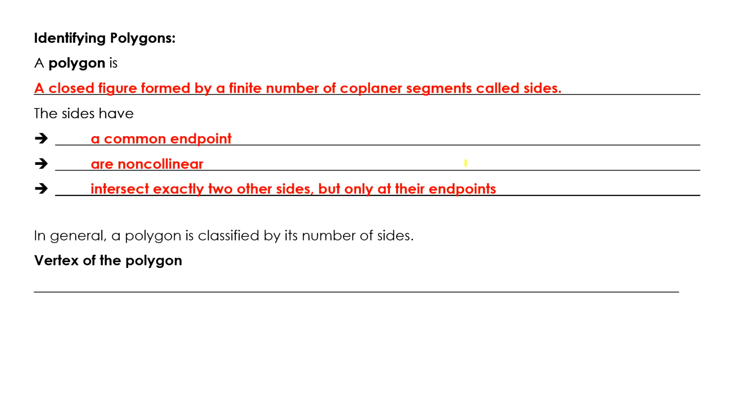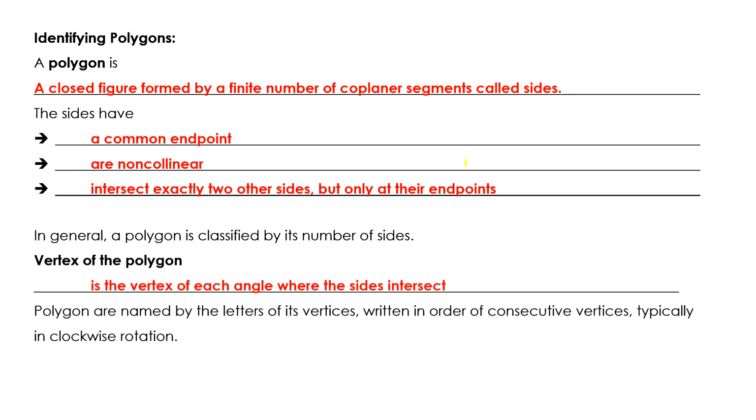We basically know squares, rectangles, things like that, but what we're talking about here are quadrilaterals and pentagons and hexagons and octagons and dodecagons, things like that. The vertex of a polygon is where the sides intersect, forming each angle.